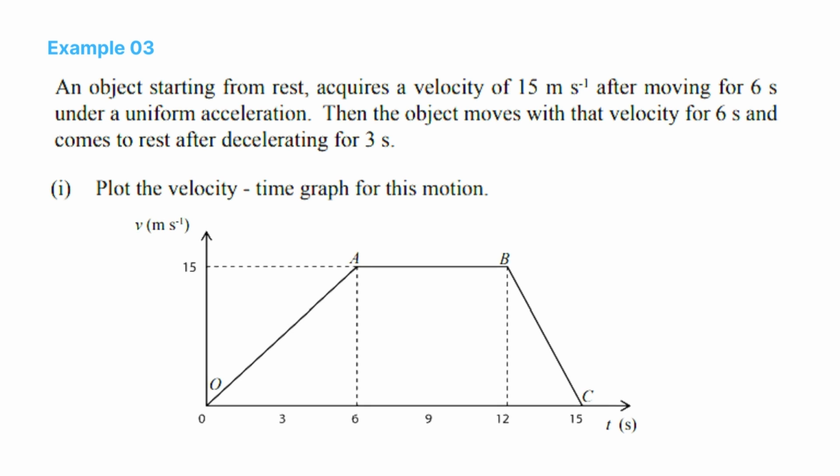First plot the points 15 and 6. Then they have given a uniform acceleration, so it's a straight line moving from 0 to 15 in 6 seconds. Then the object is moving with constant velocity for another 6 seconds.